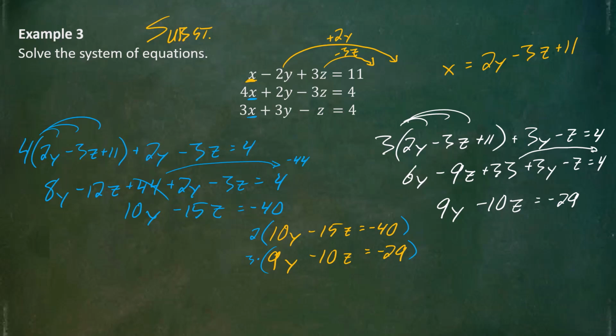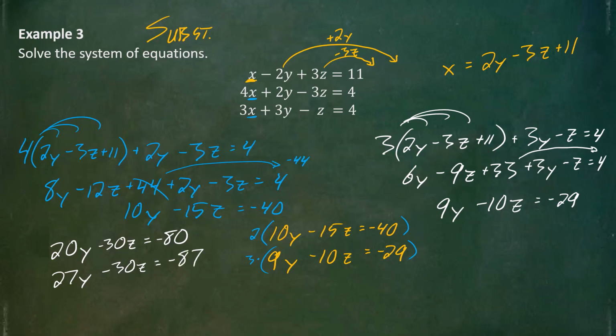I've been writing a little bit too large. I've got to find a way to maximize my space here, so I'm going to use the left side. Multiplying the 2 through, I get 20y minus 30z equaling negative 80. And then the other one, I get a 27y minus a 30z equaling, and 3 times negative 29 would be negative 87.